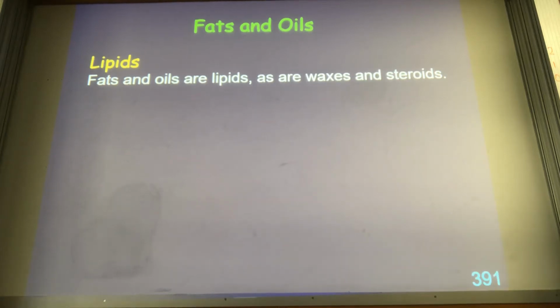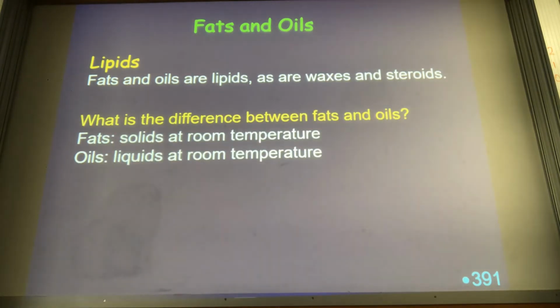Fats and oils, commonly known as lipids, properly known, I should say, as lipids. Lipids is the broader class, containing other things as well, such as waxes and steroids. Now, fats and oils, commonly used terms, it's basically a functional distinction. Fats are solid at room temperature, oils are liquid at room temperature.